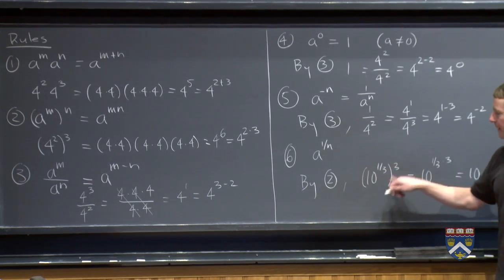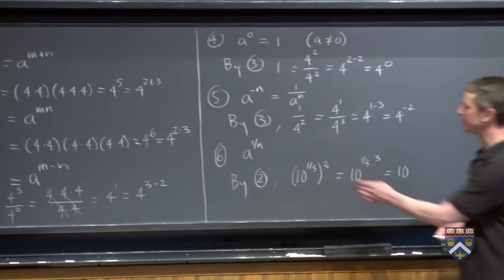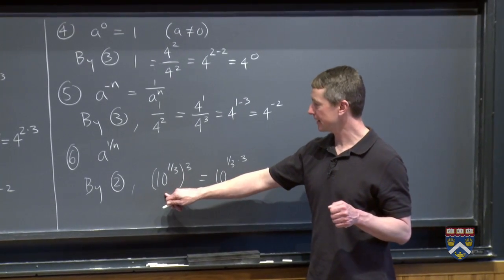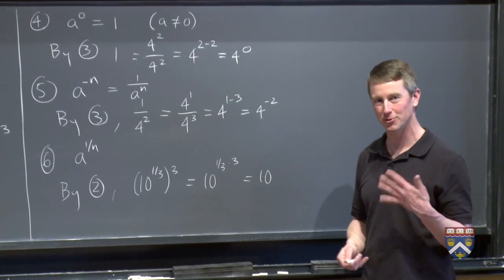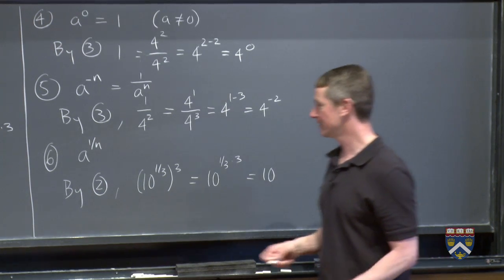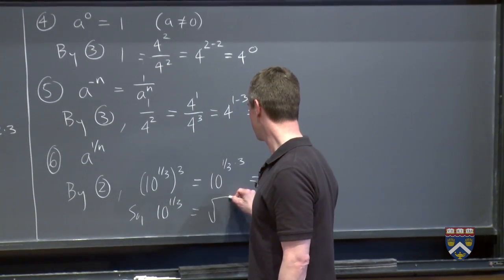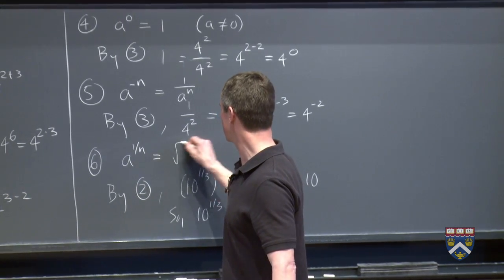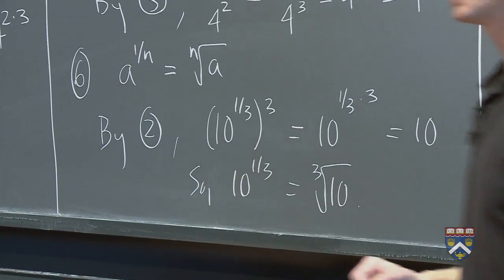So what that tells us is that we have discovered that if we want rule number 2 to keep working, 10 to the 1/3 must be the number whose cube is 10. Well, I think that's a mouthful. We have a shorter way of saying that. We just call it the cube root of 10. So 10 to the 1/3 must be the cube root of 10. And so in general, a to the 1 over n has to be the nth root of a.